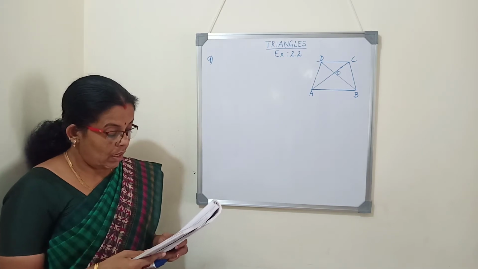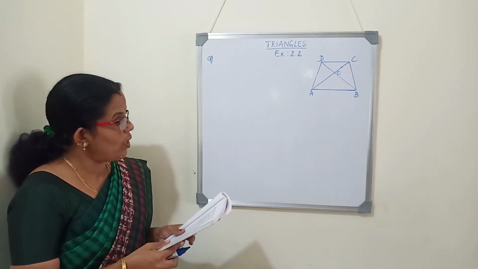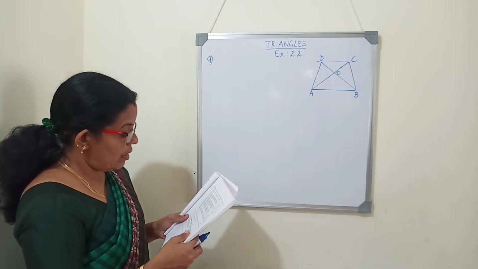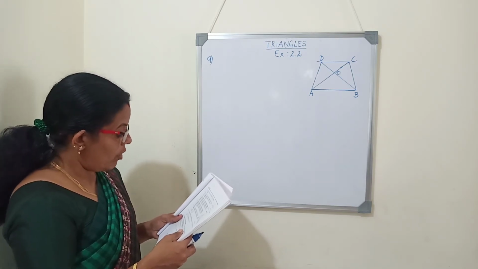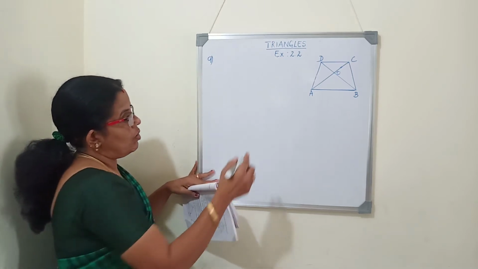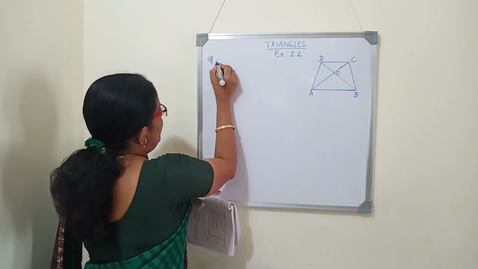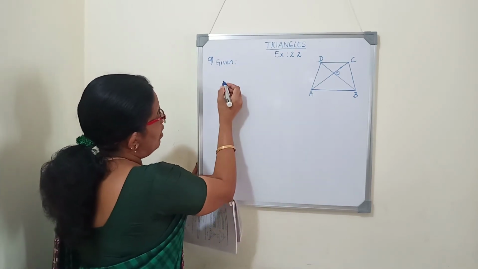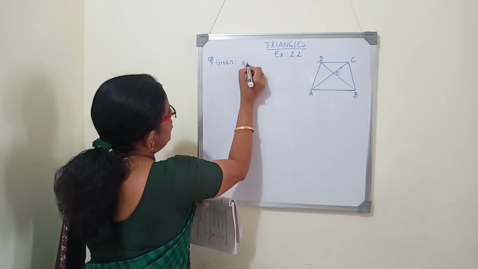Ninth question. ABCD is a trapezium in which AB is parallel to DC and its diagonals intersect each other at a point O. We have to show that AO by BO equals CO by DO. So ABCD is a trapezium in which AB is parallel to DC. So given AB parallel to DC.